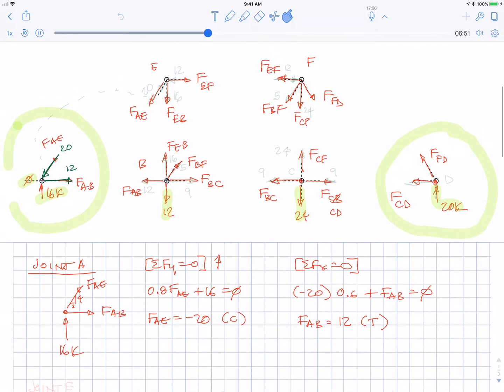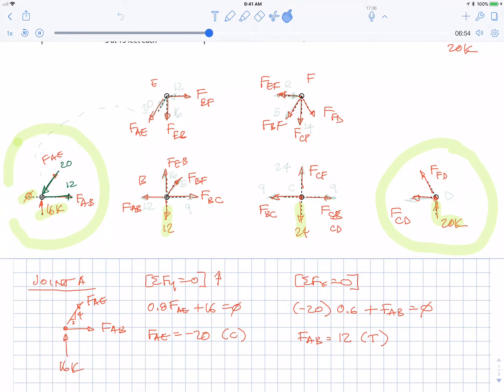And what I'm going to immediately do is, by Newton's third law, equal and opposite, on the other side of AE, I'm going to draw the opposite. So if you have 20 kips pointing into A, you have to have 20 kips pointing into E. Okay? So these are equal and opposite. Similarly, if FAB is pulling on A with 12, it has to be pulling on B with 12.